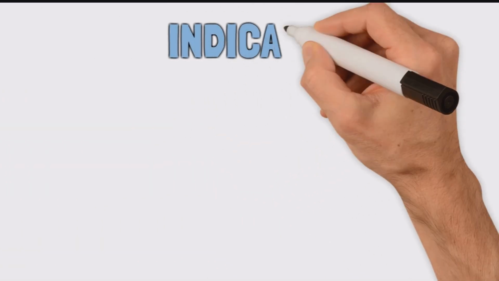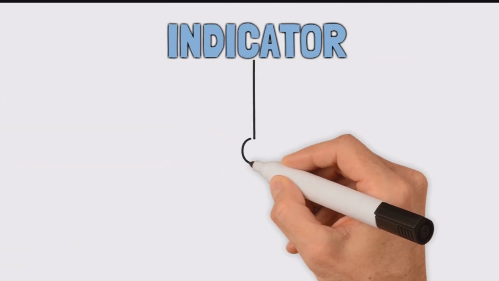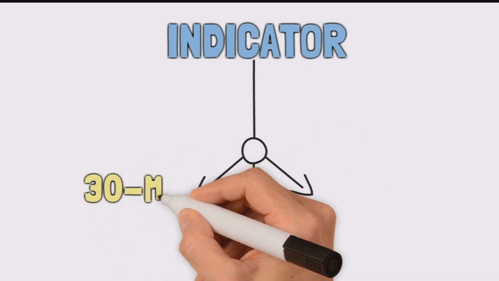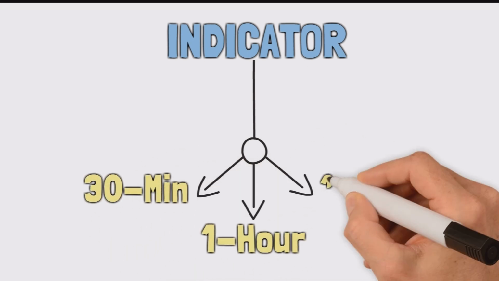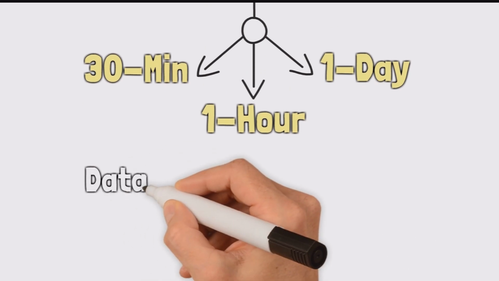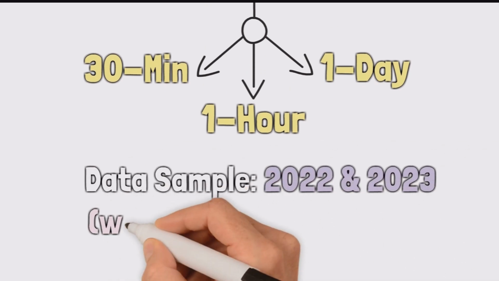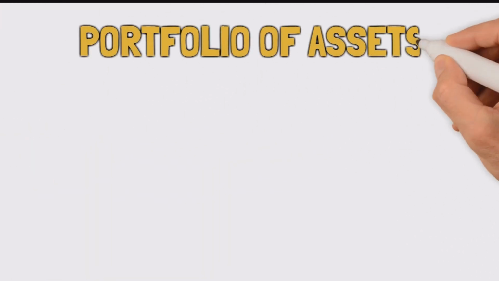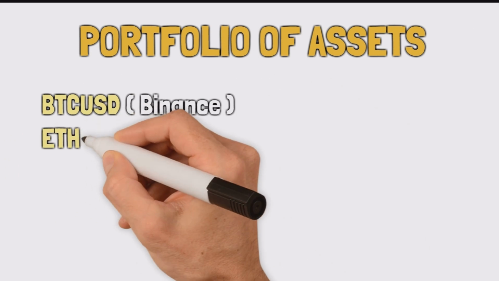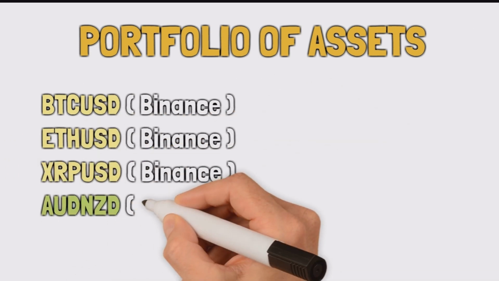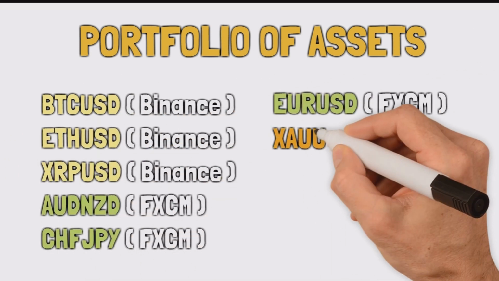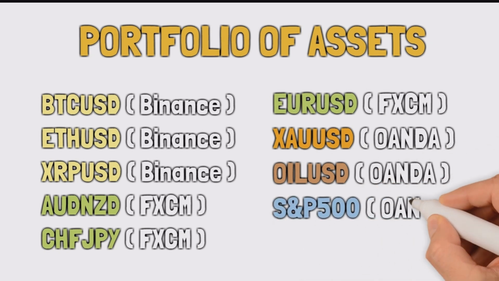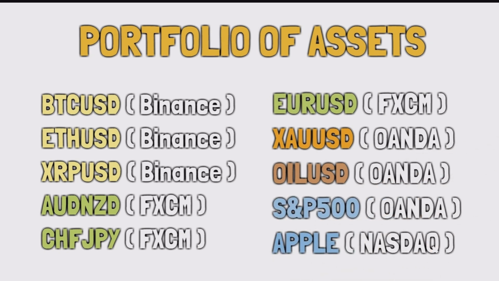Then, for every indicator, I will backtest it in 3 different time frames, the 30-minute, the 1 hour and the daily one. On every time frame, I will use the data sample from 2022 and 2023 with all the available trading sessions, with an efficient and diverse portfolio of assets from different markets, which are Bitcoin, Ethereum, XRP, 3 currency pairs, gold, oil, the S&P 500 index and the Apple stock, being the data sources the most used ones.